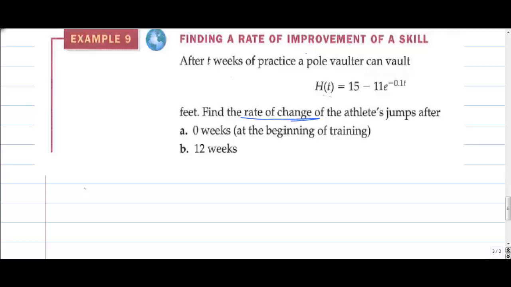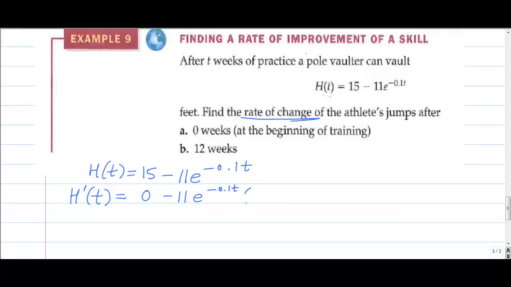When they say rate of change, we need to find the derivative. So we need to find h prime of t. Let me write h of t here again: 15 minus 11 e to the negative 0.1 t. The derivative of 15 is 0, and leave the negative 11 alone. Remember, when you have a constant multiple, you leave that alone. And now we have the derivative of e to the something. The derivative of e to the something is e to the something times the derivative of the inside.